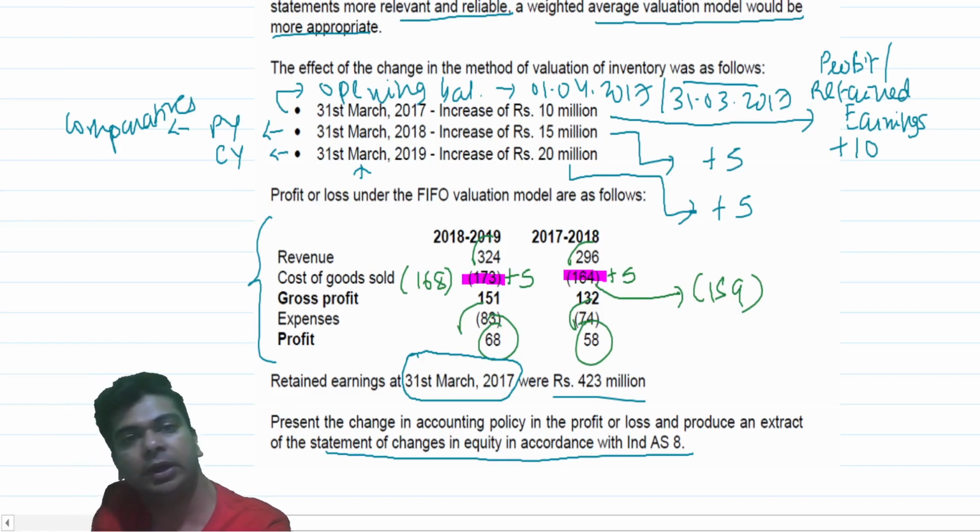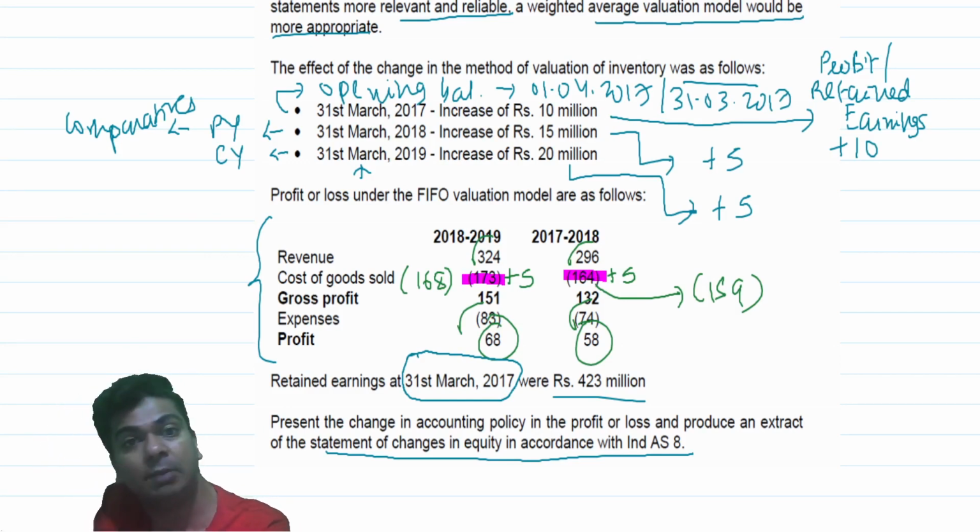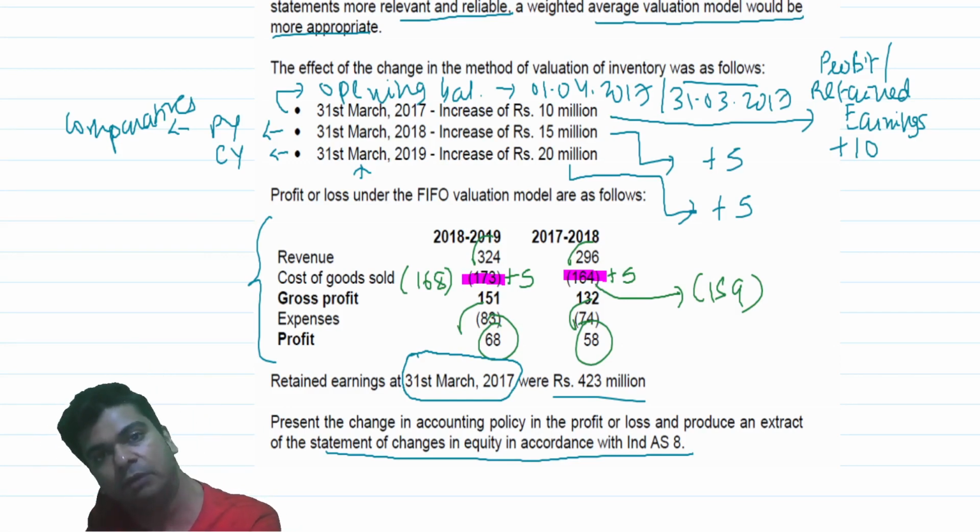Current year opening inventory, closing inventory both will increase. Previous year also opening inventory, closing inventory both will increase. But in the year before the previous year, only closing inventory will increase. Hence in that year, profit will increase by 10 million.